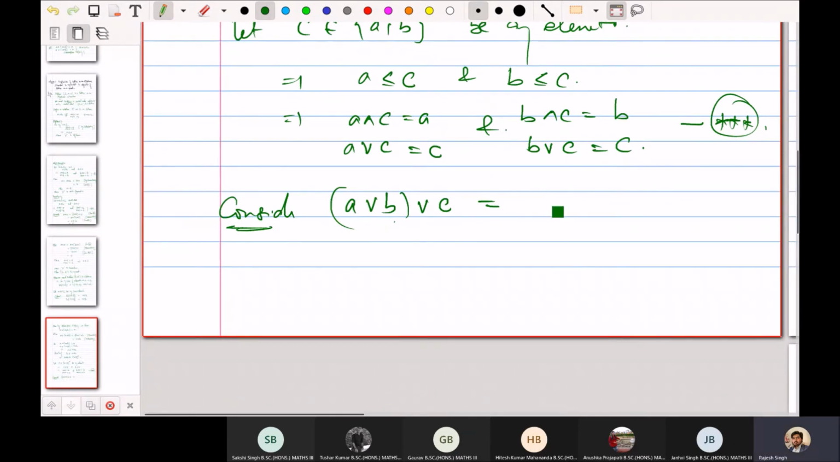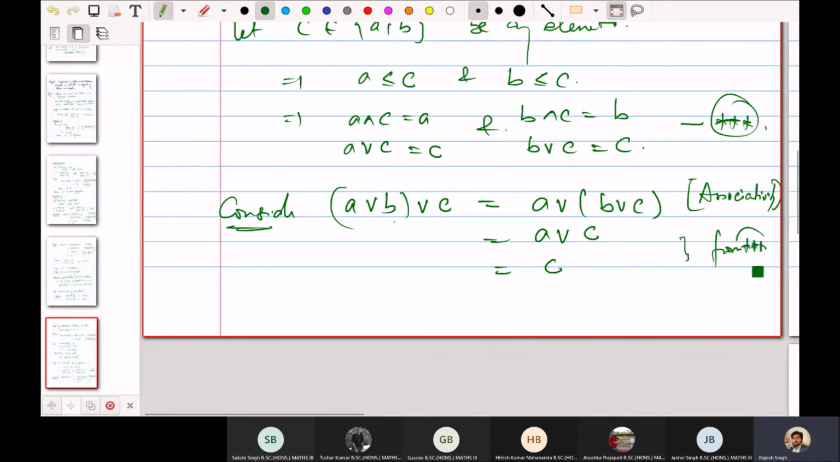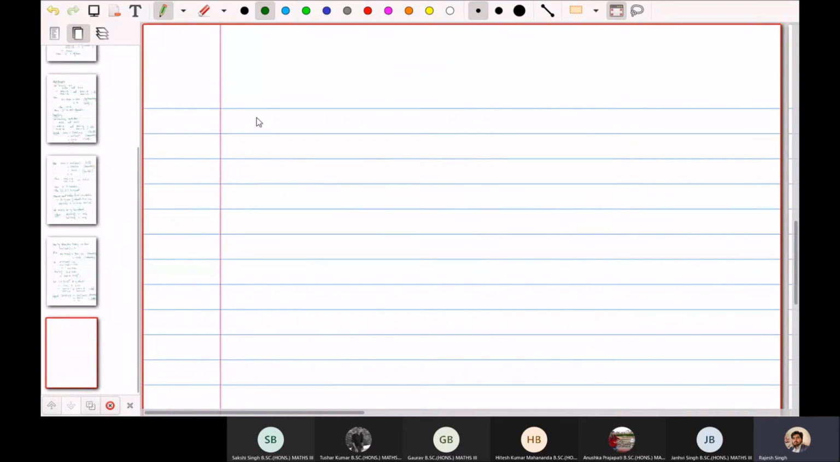यहाँ पे एसोसिएटिविटी यूज कर सकते हैं हम. So this is this, and now B cup C is C. So this is C. Okay, this is due to associativity, and this one, these two from this our triple star. ठीक है. So ये हो गया कि this is there. Now we can go to the next step.